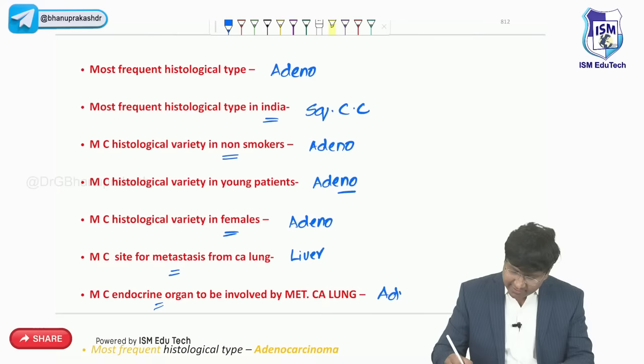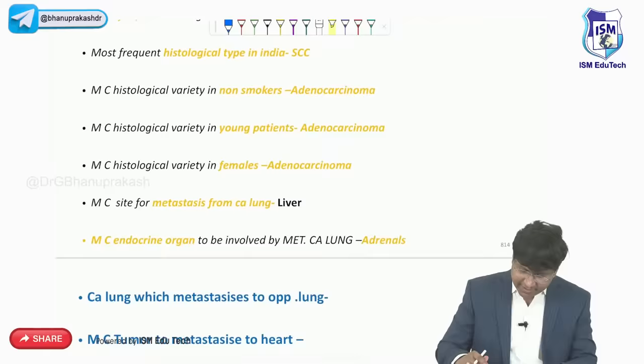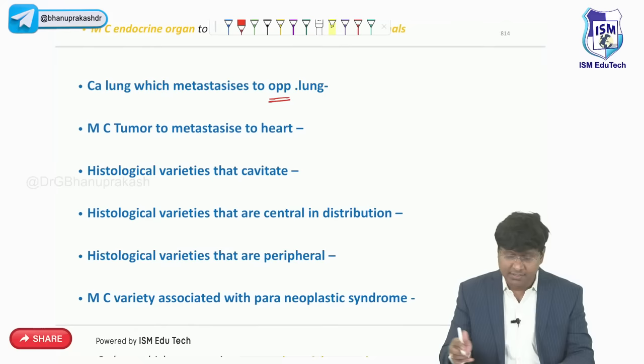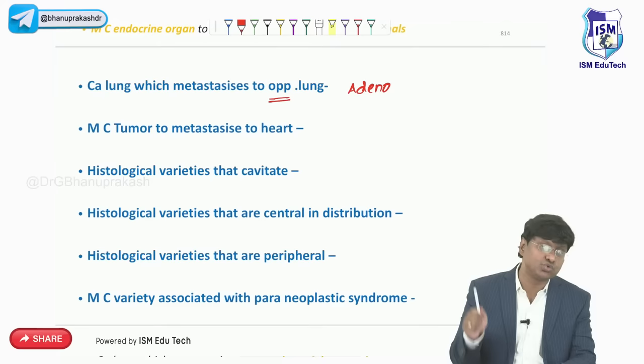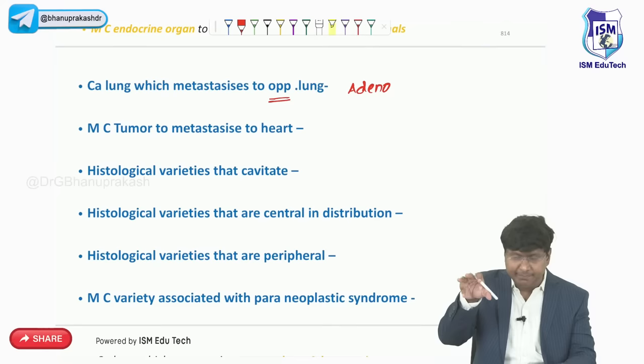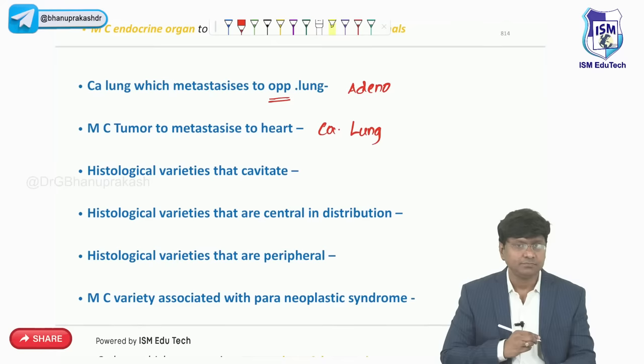And what is that particular carcinoma that will be metastasizing to the opposite lung? The carcinoma that will metastasize to the opposite lung will be adenocarcinoma. And the most common tumor to metastasize to the heart: from the lung, where it will go most commonly? To the liver. Which endocrine organ? Adrenal gland. But for the heart, the metastasis will most commonly come from the carcinoma of the lung.